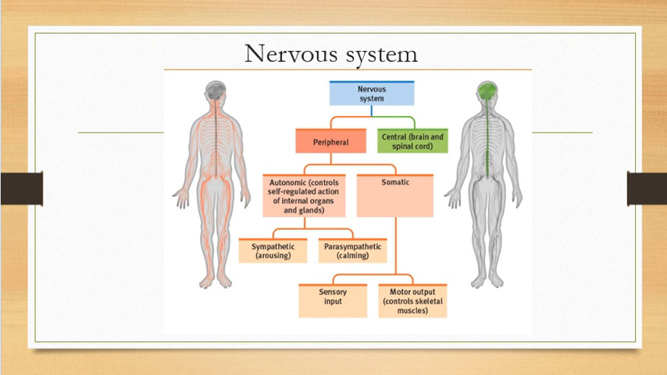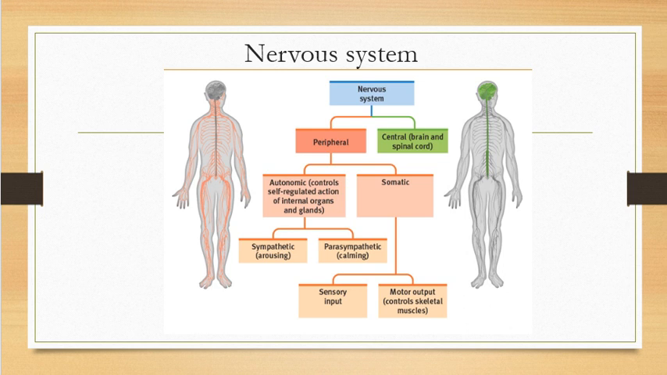Actually, there are two types of neurons. One neuron is responsible for carrying the message from the sensory organ towards the CNS, while the second neuron is responsible for carrying the message from the CNS towards the effector organ. So based upon the effector organ, it has been classified into somatic and autonomic nervous systems.